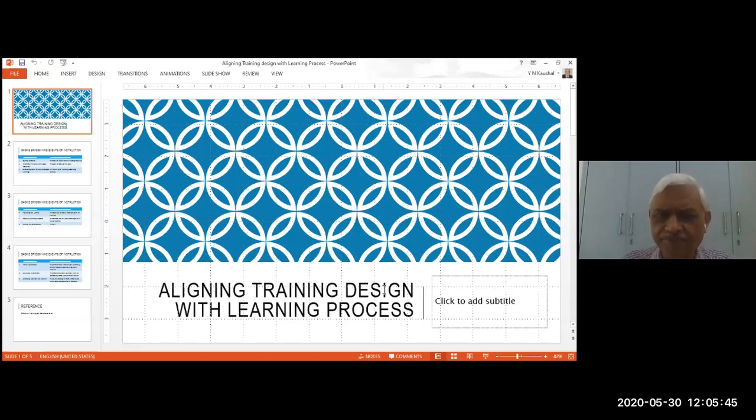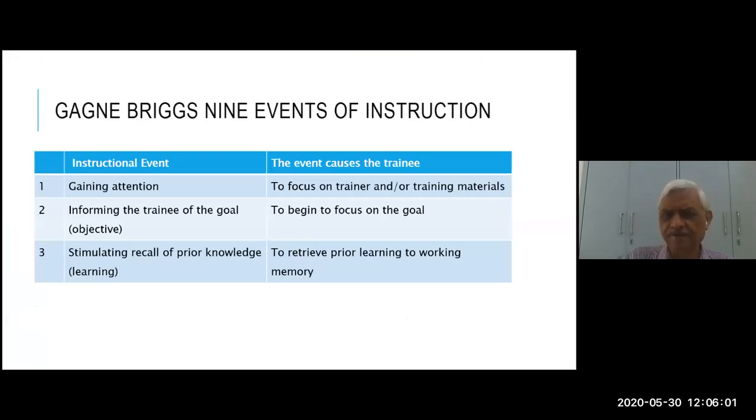So this whole part of the session is about aligning training design with the learning process. Right? Okay, let me get this full screen. So this is the 9 events of instruction, the Gagne-Briggs model, and it is given there in Blanchard's book. Your group hasn't got that book, but if you are able to get hold of that, it is given there in one section.